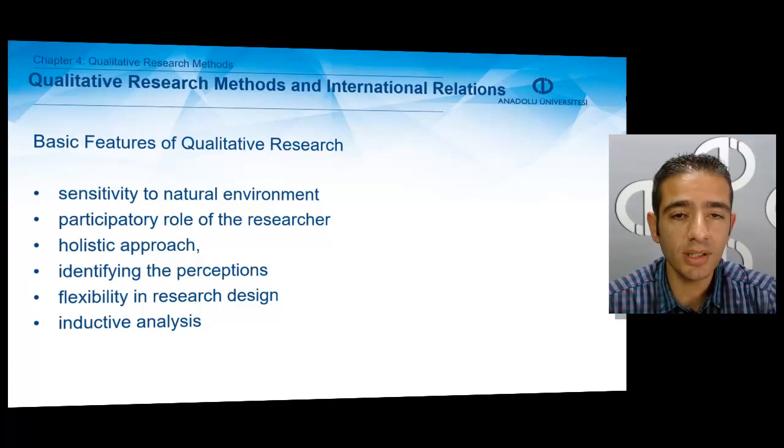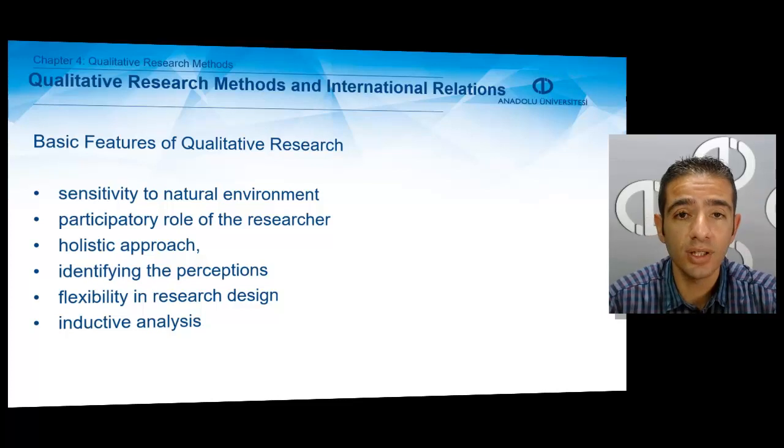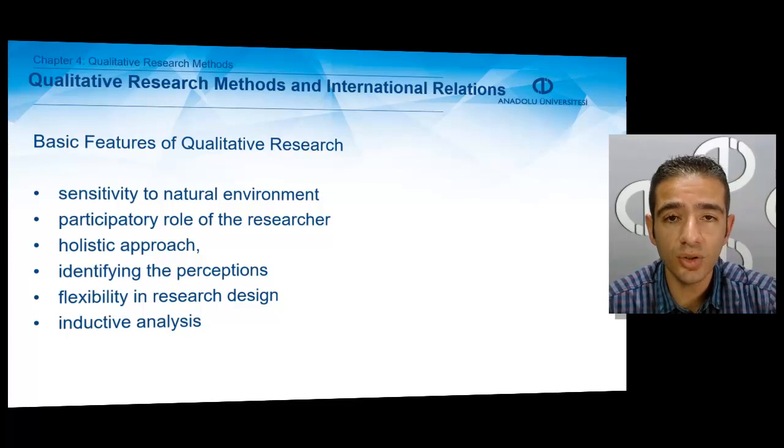Secondly, we have the participatory role of the researcher. The researcher most of the time functions as a participant of the study. He or she has his or her own perspective towards the research phenomena and towards the social culture. For this reason, researchers are also accepted as participants in qualitative research.